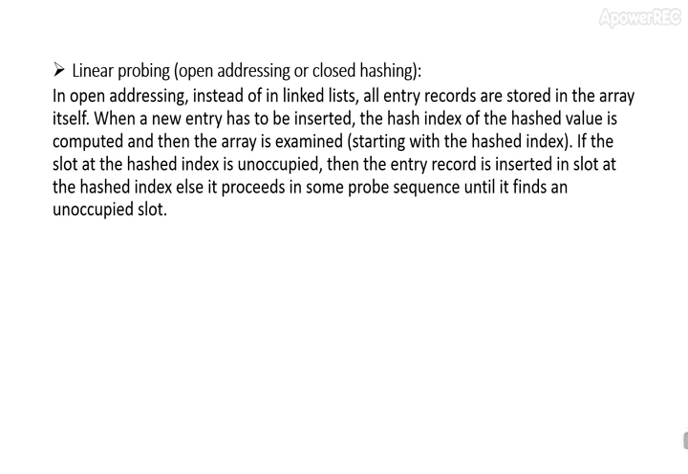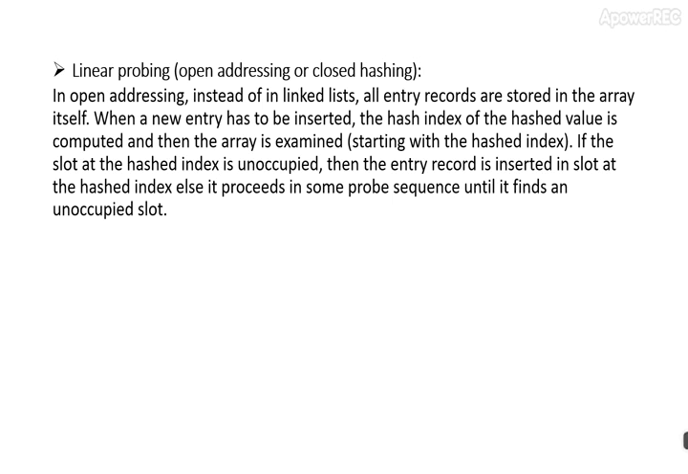If the slot at the hash index is unoccupied, then the entry record is inserted in the slot at the hashed index, else it proceeds in some probe sequence until it finds an unoccupied slot. The probe sequence is the sequence that is followed while traversing through entries. In different probe sequences, you can have different intervals between successive entry slots or probes.